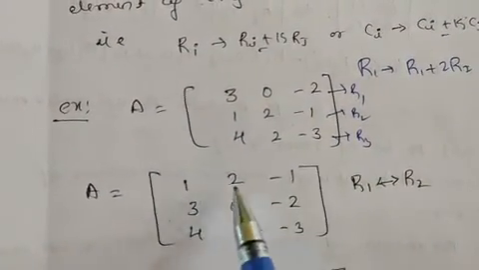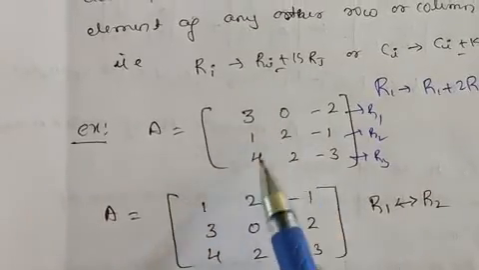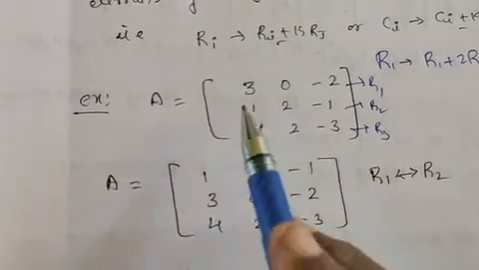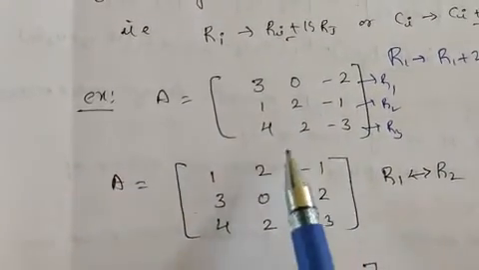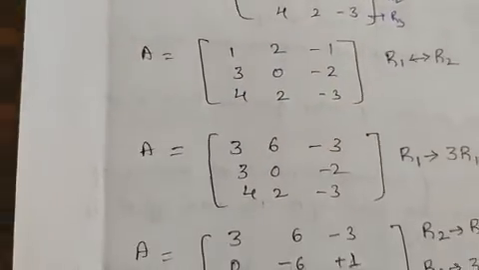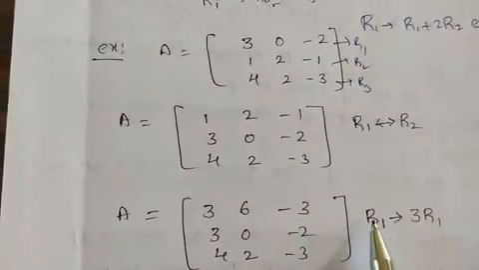That is here 1, 2, minus 1. I have interchanged here first and second row. And first row I have written here in the second row. And third row I kept as it is. So next one is here.